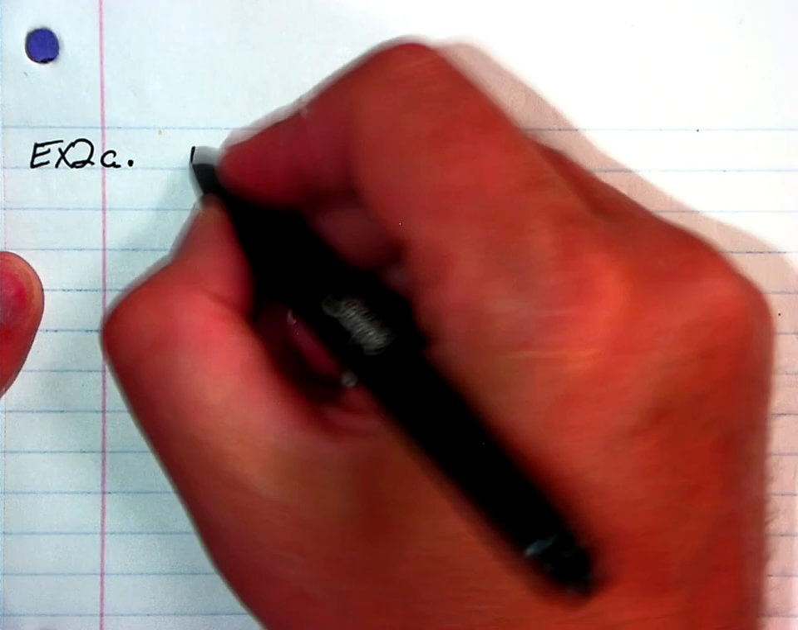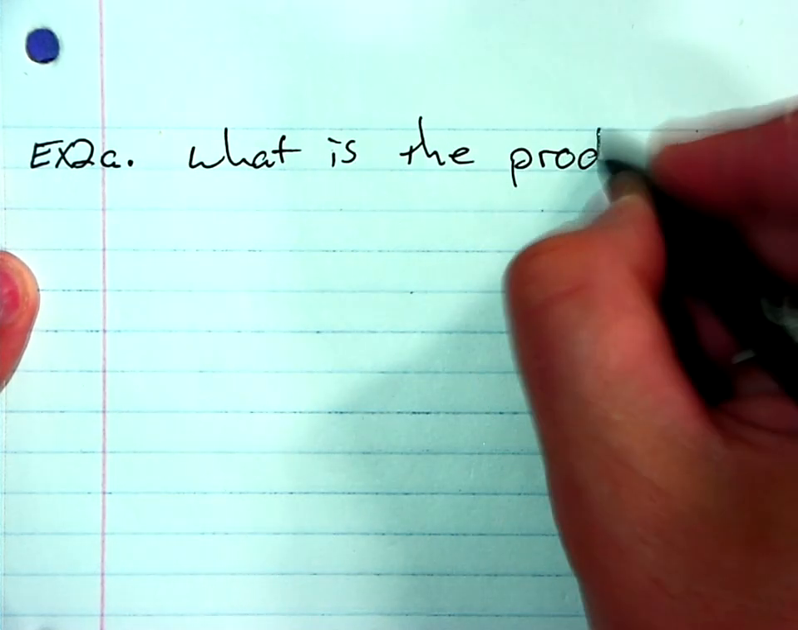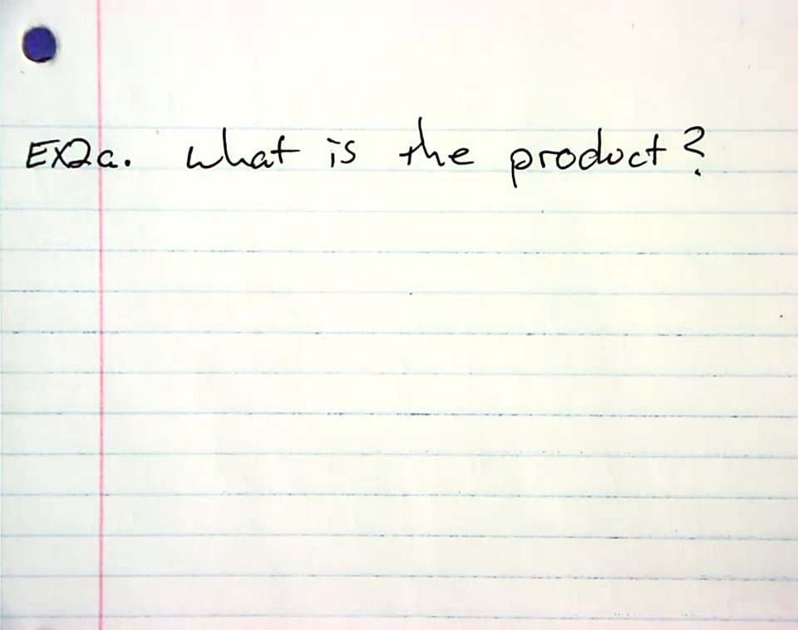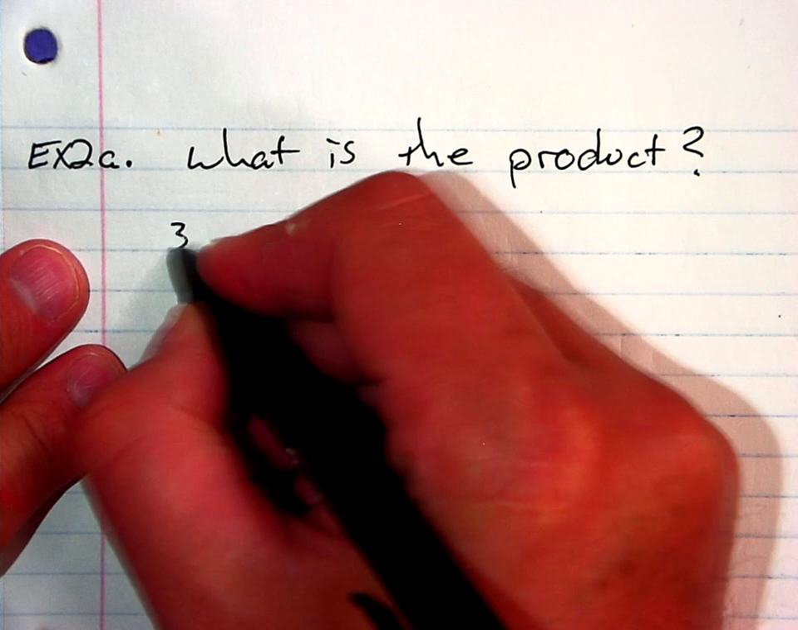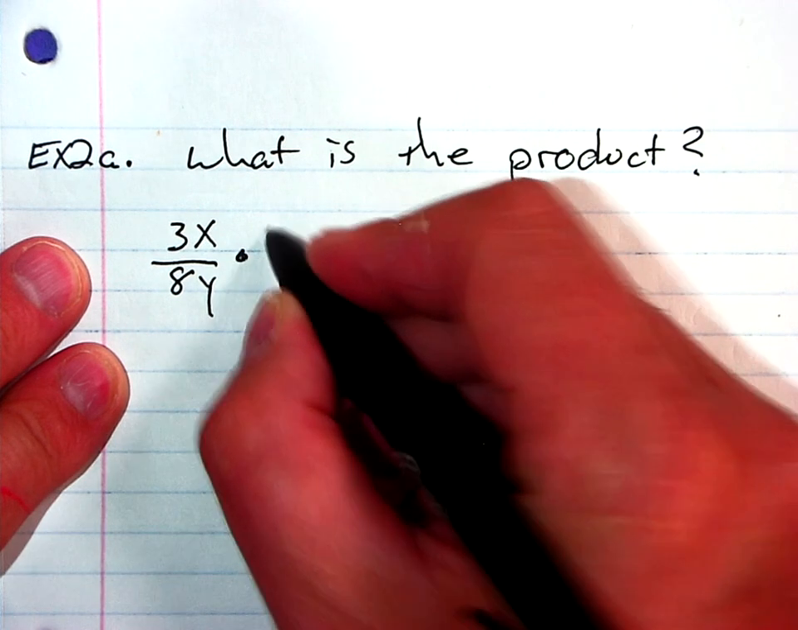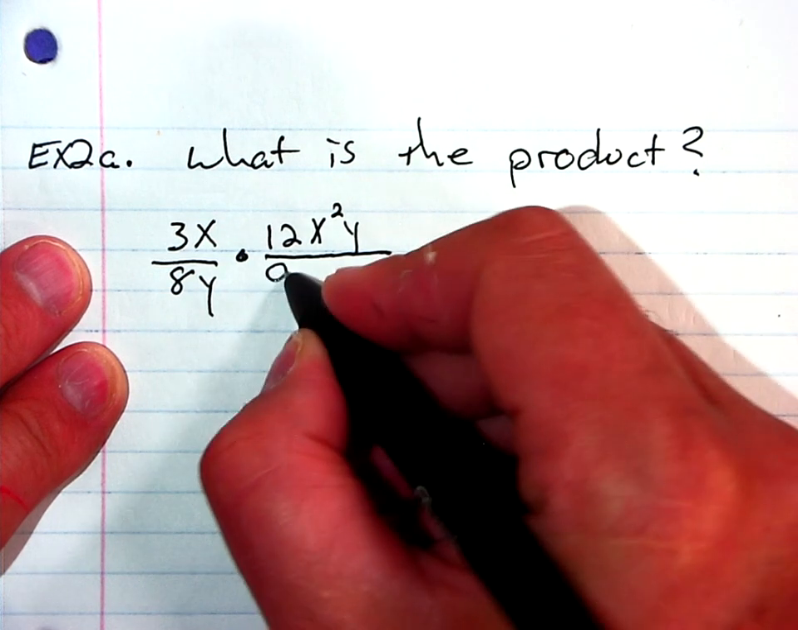All right, 4 more examples, then we're done. Even though this is example 2, 2A to be precise. What is the product? Product is what operation? Multiplication. Good job, Kate. 3x over 8y times 12x squared y over 9. Yep, 2a.